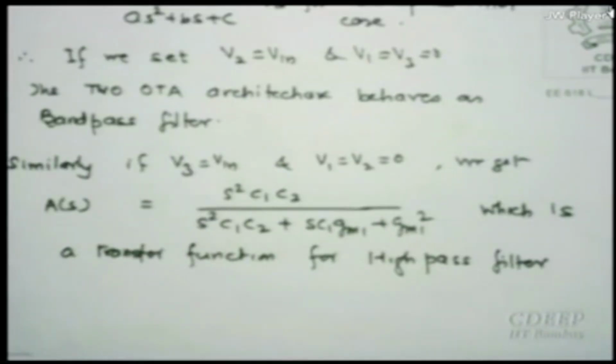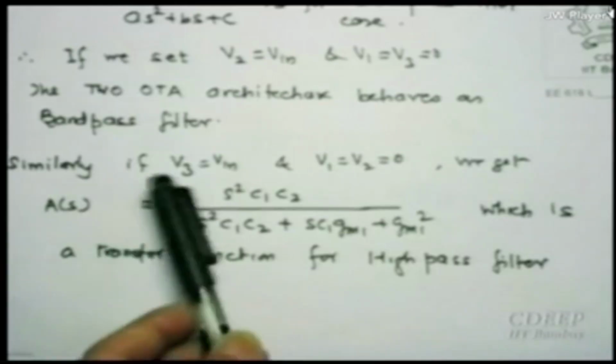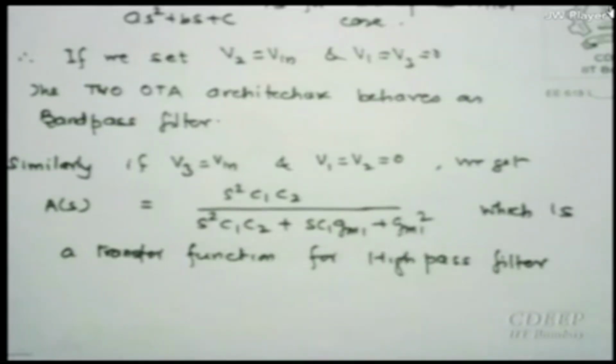By the same argument, if I make V2 equal to Vin and then make V1 equal to V3 equal to 0, the 2 OTA architecture behaves like a band pass filter. We can do something interesting now. If V3 is Vin and V1, V2 are 0, by the same method, I can get a function of S square C1 C2 upon S square C1 C2 plus S C1 GM1 plus GM square, which is the transfer function for a high pass filter.